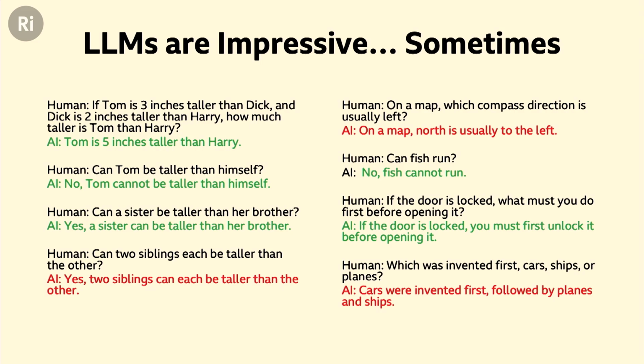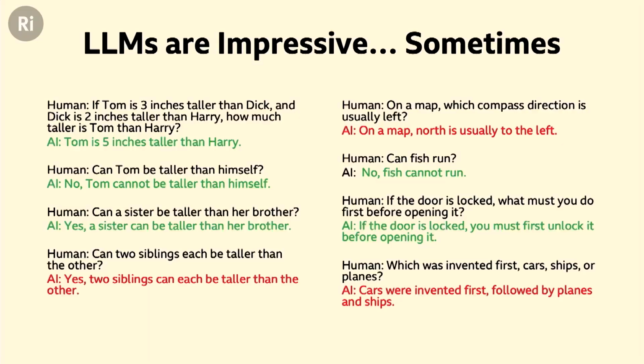The ones in green are the ones it gets right, the ones in red are the ones it gets wrong. And it gets that one right, 5 inches taller than Harry. But we didn't train it to be able to answer that question, so where on earth did that come from? Where did that capability, that simple capability to be able to do that, where did it come from?